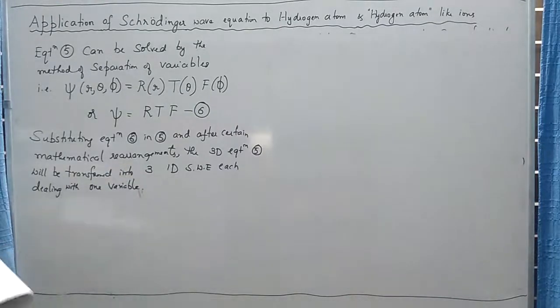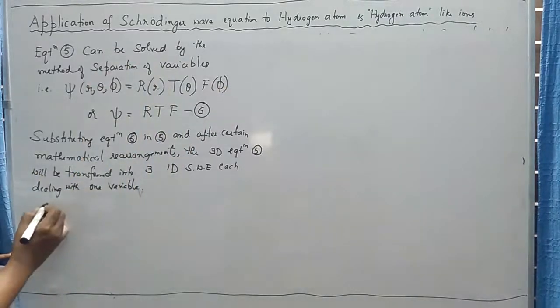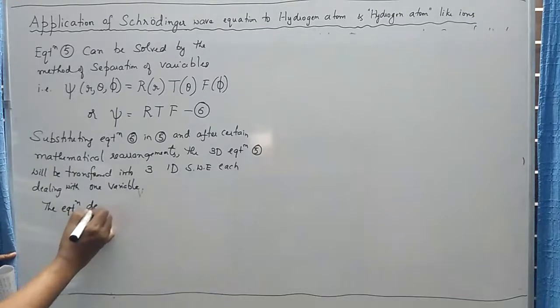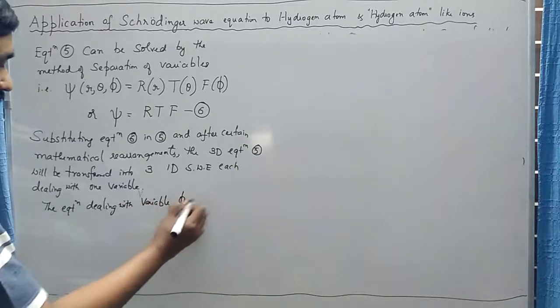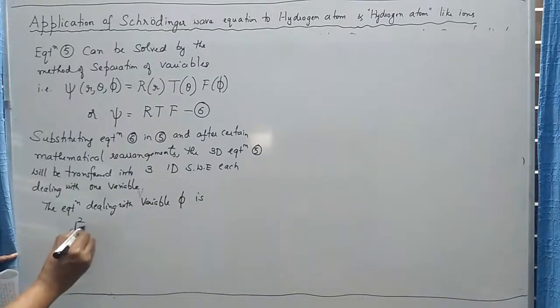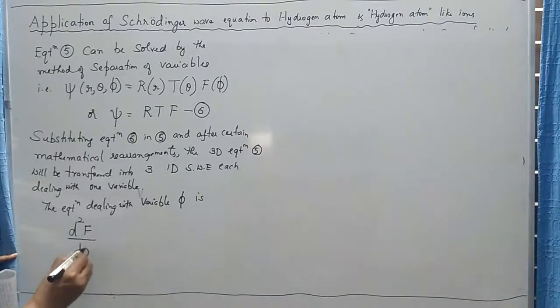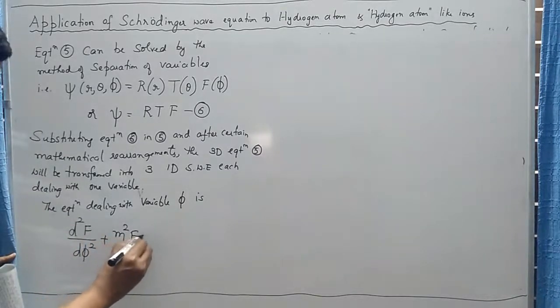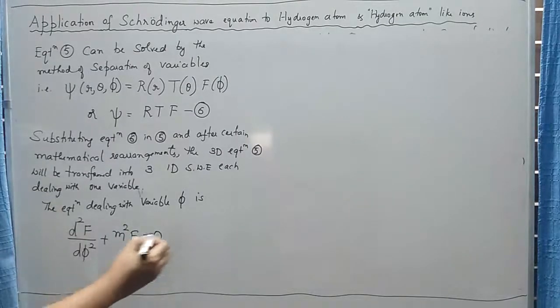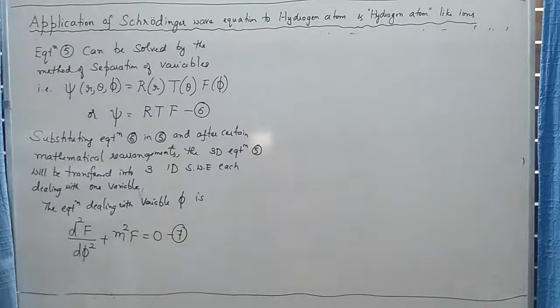So one such equation that deals with variable phi would be d square F divided by d phi square plus m square into F is equal to 0. So this is the one-dimensional differential equation which separates out of equation 5, which is a three-dimensional equation, and it deals with only one variable phi, and this is an ordinary differential equation which you can easily solve. We will directly write what is the solution.